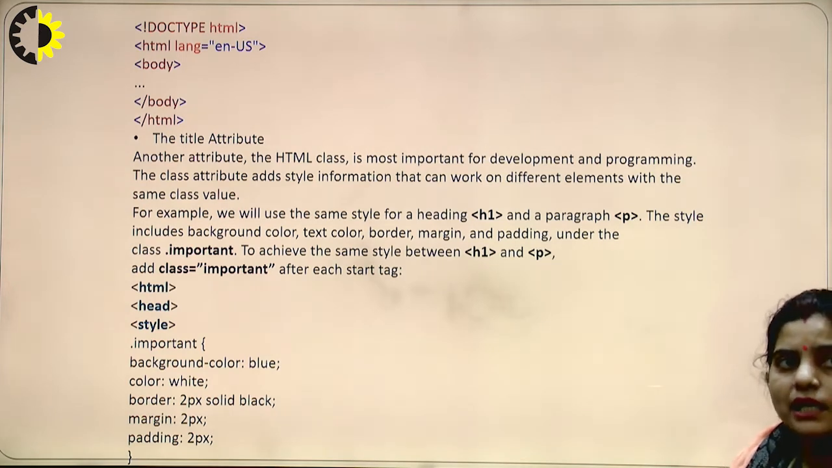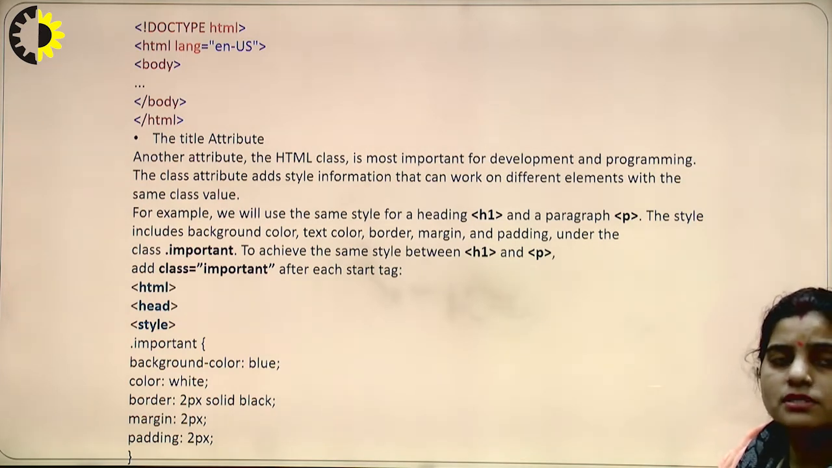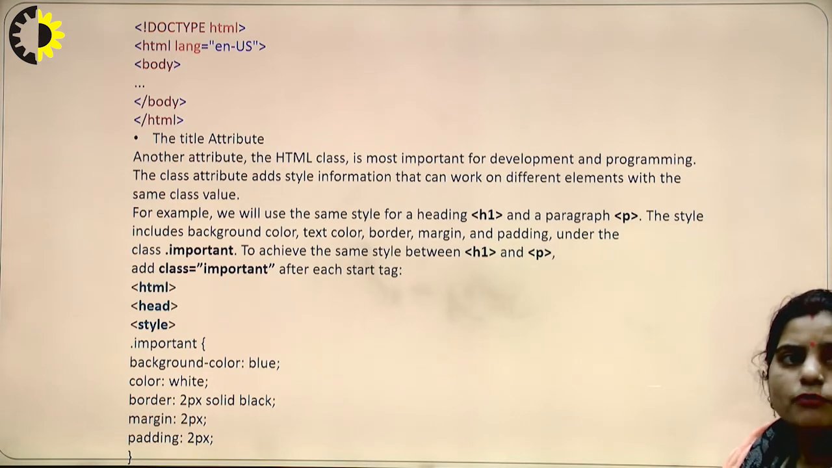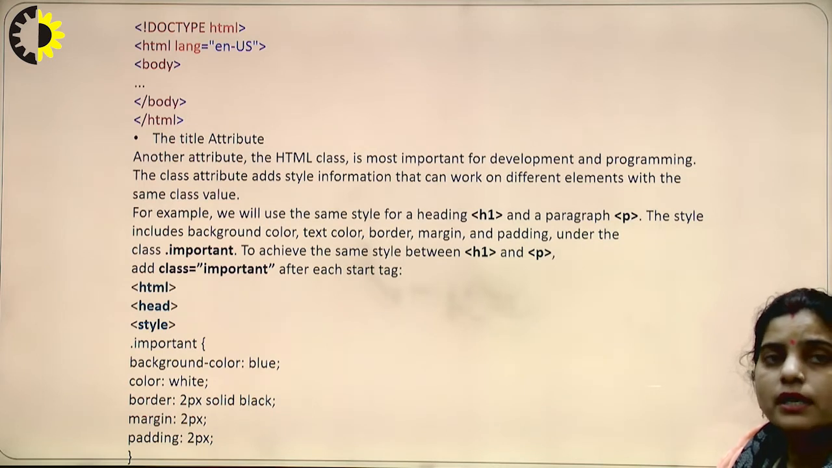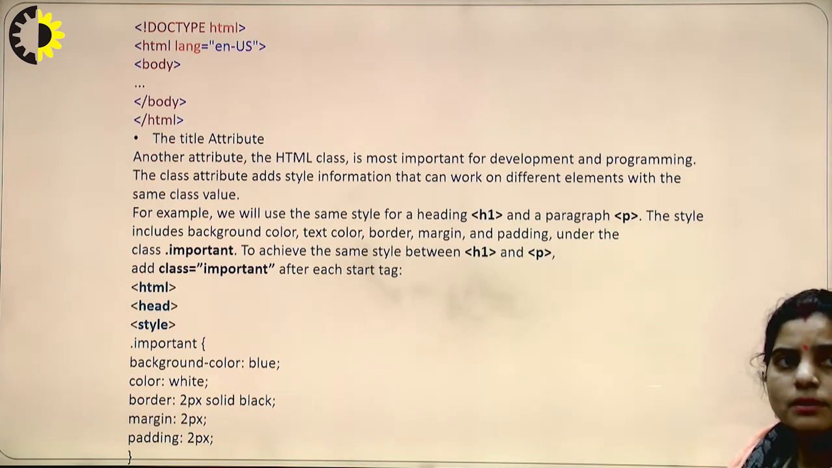Next one is the title attribute. So in the title attribute, the HTML class is the most important for developing and programming. The class attribute basically adds the style information which can work on different elements with the same class value. For example, if we use the same style for a heading H1 and for a paragraph P, then this style includes a background color, text color, border, margin and padding under the class which is named .important. So to achieve the same style between H1 and P, add class equal to important after each start tag.